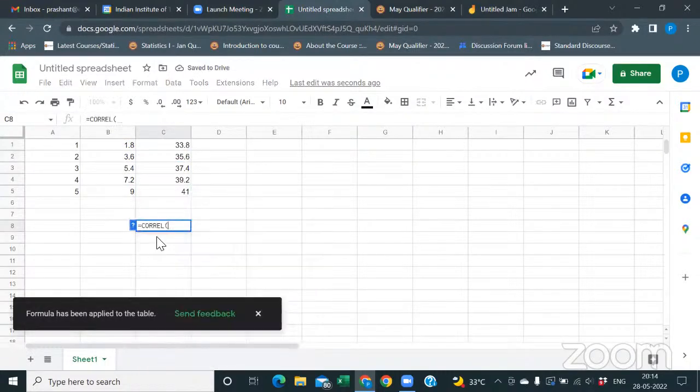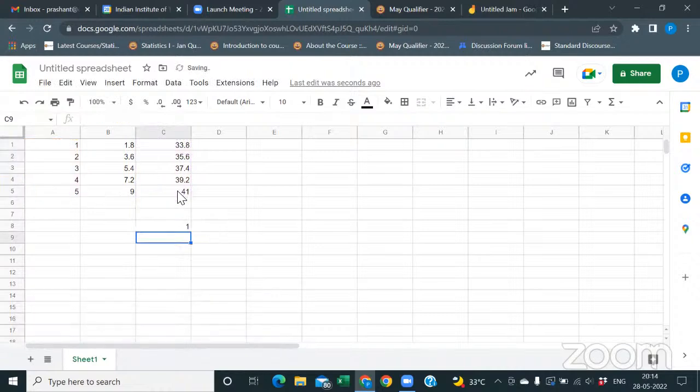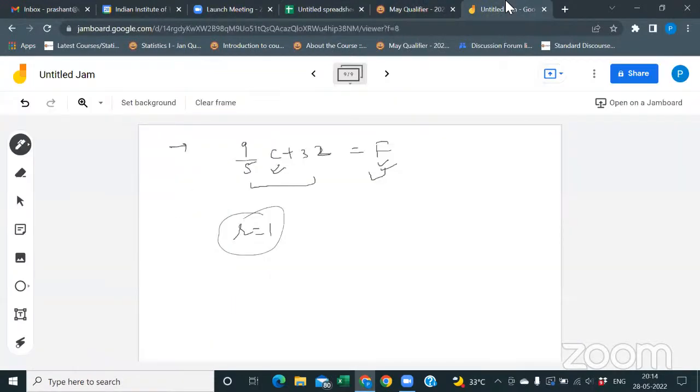Correlation between this and this one. We will have to take random values, then make a table and then solve. It will be 1. See, the concept is that if there is a linear relationship between two variables and you are asked about the correlation coefficient, then it will be 1.